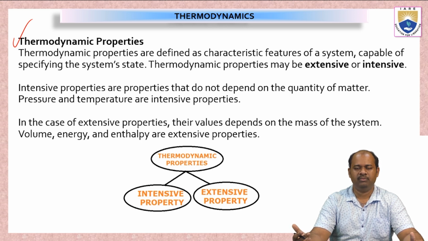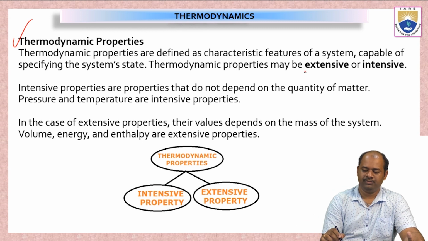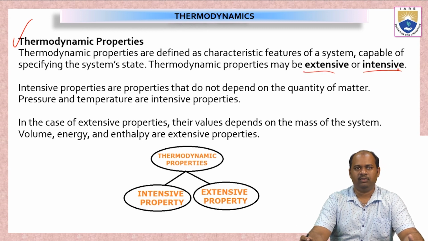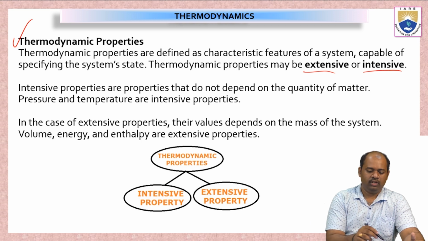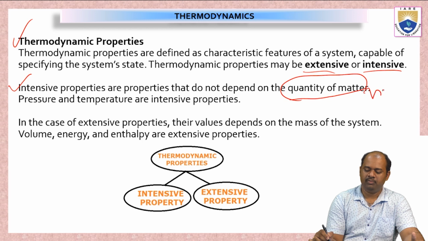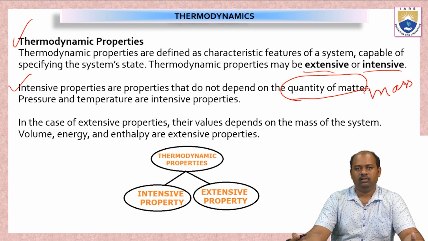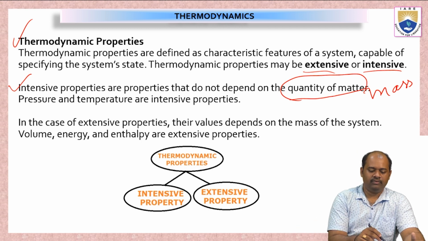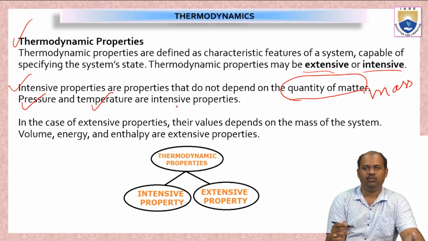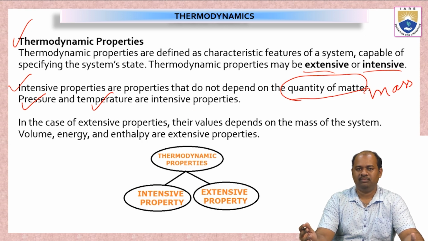So thermodynamic properties may be extensive or intensive. There are two types of thermodynamic properties. Intensive properties are the properties that do not depend on the quantity of matter, which means they do not depend on the mass of the system. So they are independent of the mass. Some examples of intensive properties are pressure and temperature. They do not depend on the mass of the system. They are independent of the mass.